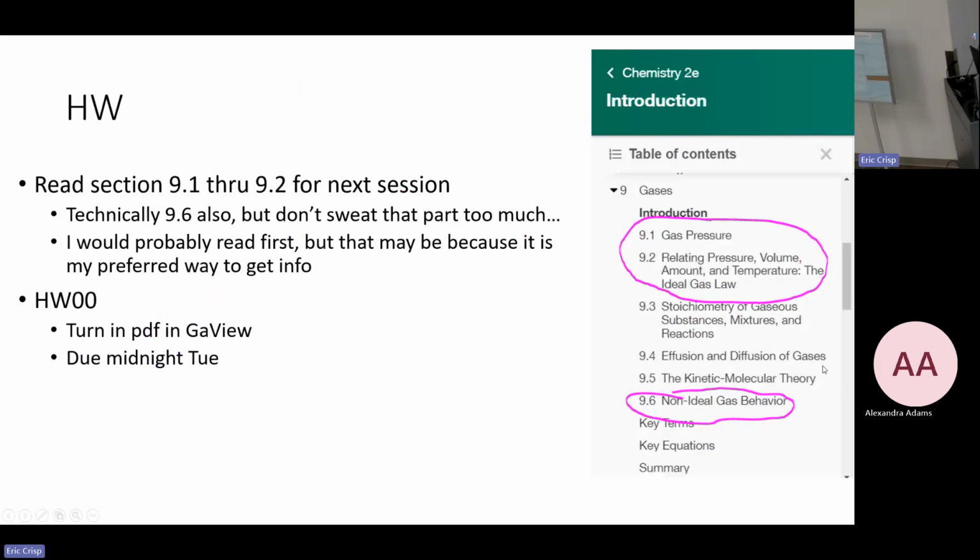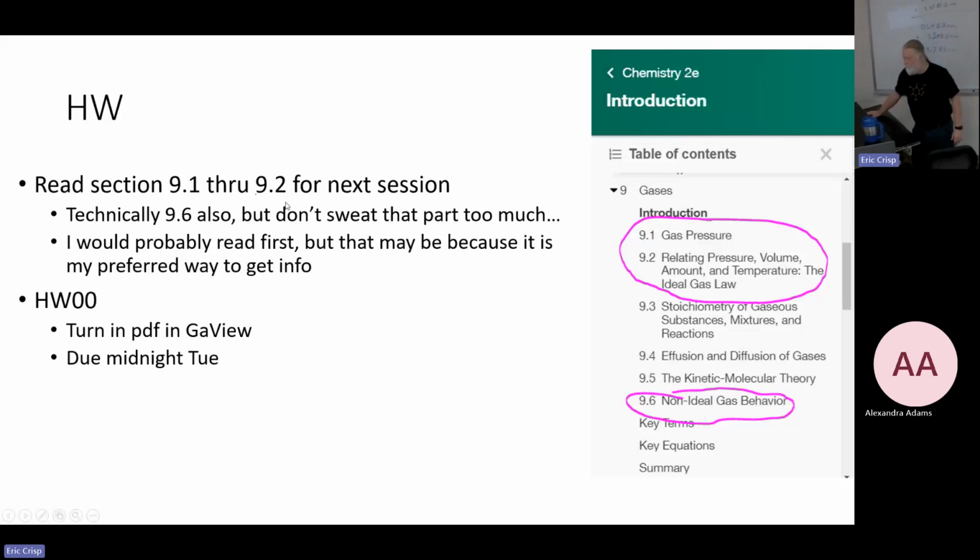Oh, homework. So you do have a homework due, and also read sections 9.1 to 9.2. Make sure you read that for Wednesday. We'll be hitting it hard on Wednesday with the gas law stuff.